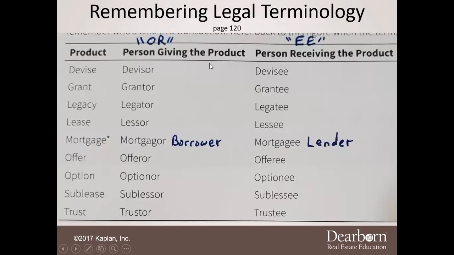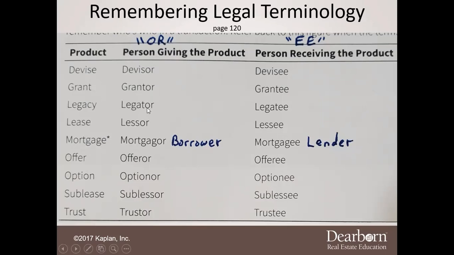And then on page 120, here's that chart I told you about. I want you guys to write above where it says person giving the product, I want you to write OR in quotes like that. And above where it says person receiving the product, I want you to write EE. So these are words that end in OR. Here are the words that end in EE.